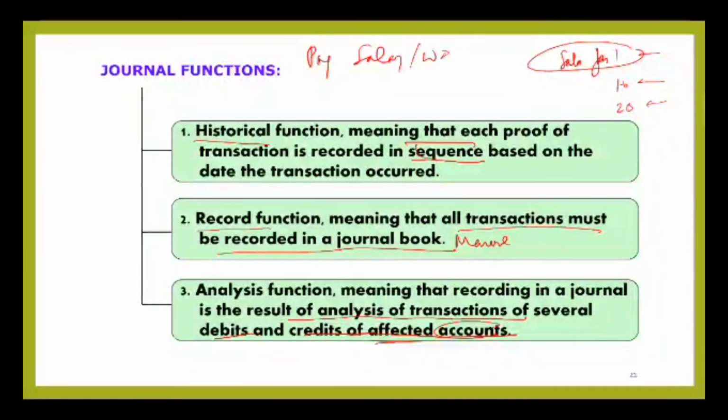If you pay the employee for their salary or wages, the account for salary and wages is different. But if you pay the employee for their bonuses, this is also a different account. So you have to make sure what account is affected by the transaction. Okay, this is the function of the journal.